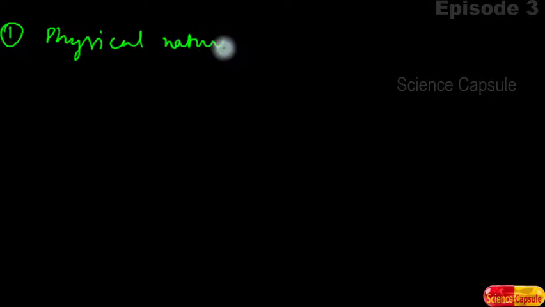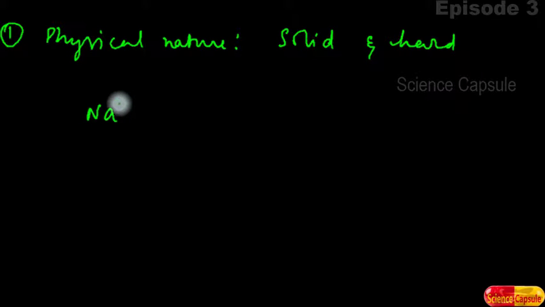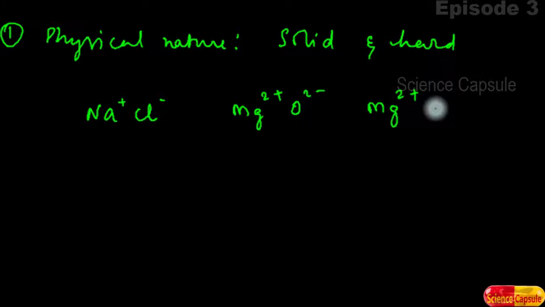When we talk about the physical nature, ionic compounds are solid in nature and somewhat hard. Solid and hard. This is because, take some examples. Here you see sodium chloride, Na+ Cl-, magnesium oxide, Mg2+ O2-. Likewise various other examples, here Mg2+ Cl2 minus. In each of the ionic compounds you can see that metals and non-metals exist in the form of ions. We can find interionic species in each of the compounds.